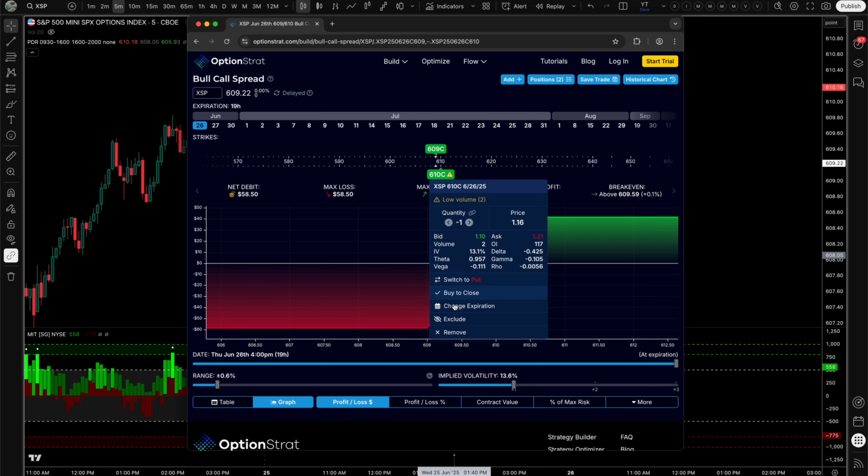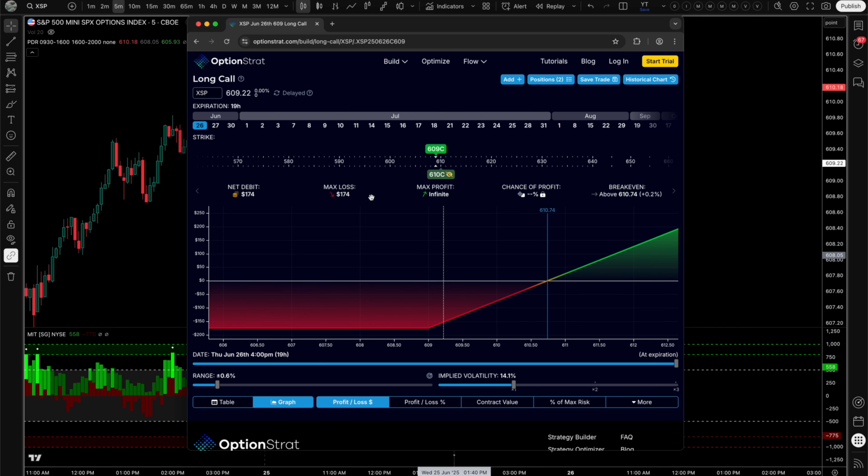Okay, so without this, our max loss is 174, and our max profit is infinite. But that's BS because we know XSP moves about $4 a day. All right, so $4 a day, 609. We're halfway through the range, so we can really only expect about $2. That's not very good. We might make like $20 here. Okay, it's not real good for the amount of risk.